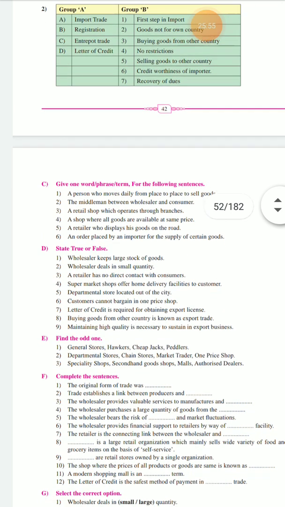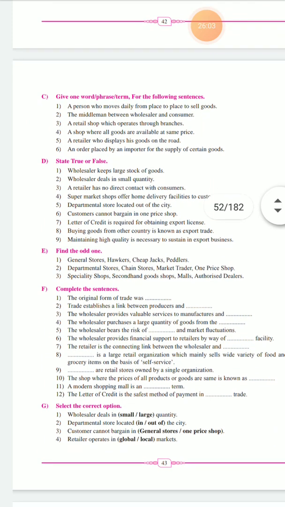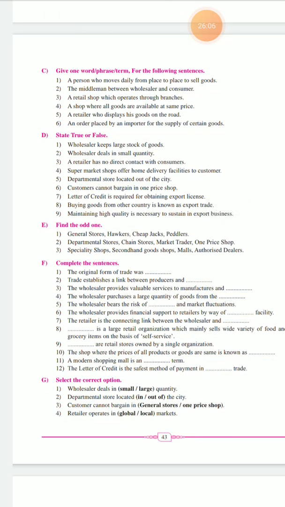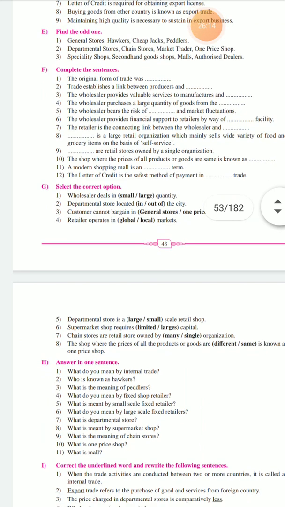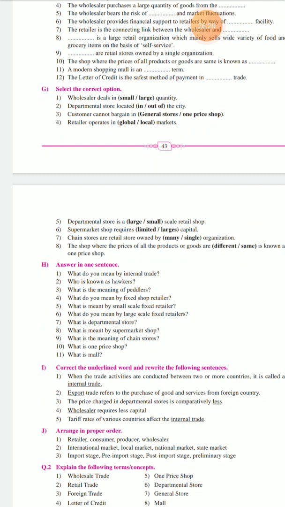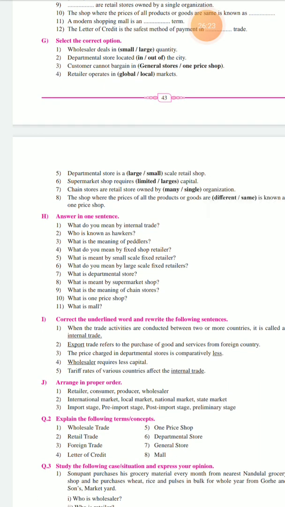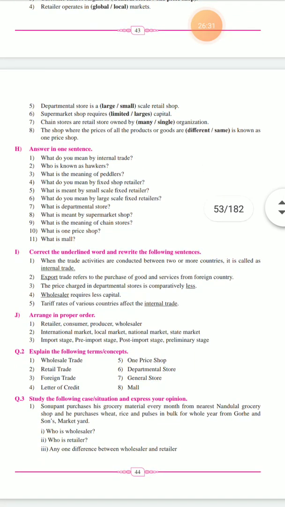Next is state true or false. Then next is find the odd one. From this you have to find any odd one out. Then complete the sentence, so you have to rewrite the sentence again. Select correct option. You have to select any one correct option from the two which are given there. Answer in one sentence, so it should not be a very lengthy answer, it should be a very small answer. Then correct the underlined word and rewrite the sentence. Here there is an underlined word, you have to correct it and rewrite it again. Then arrange in proper order. You have to arrange this in proper order.